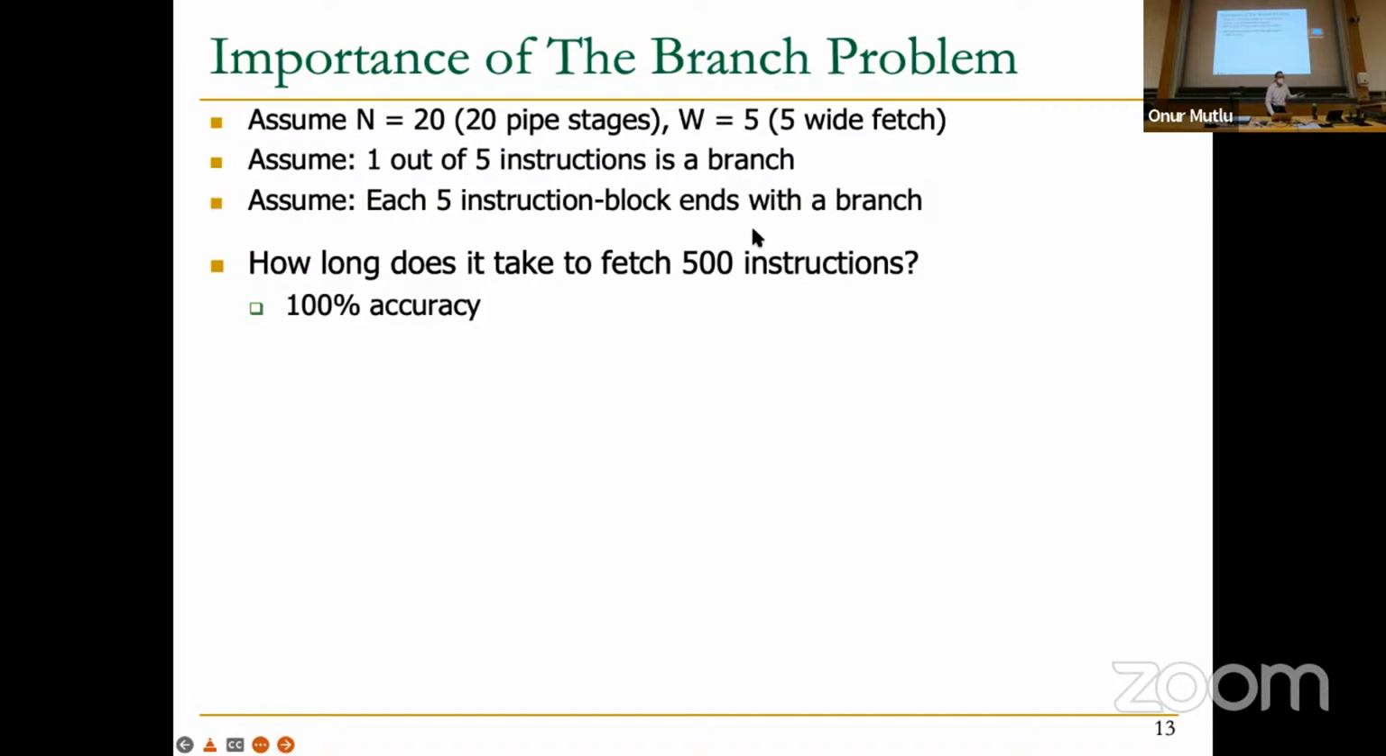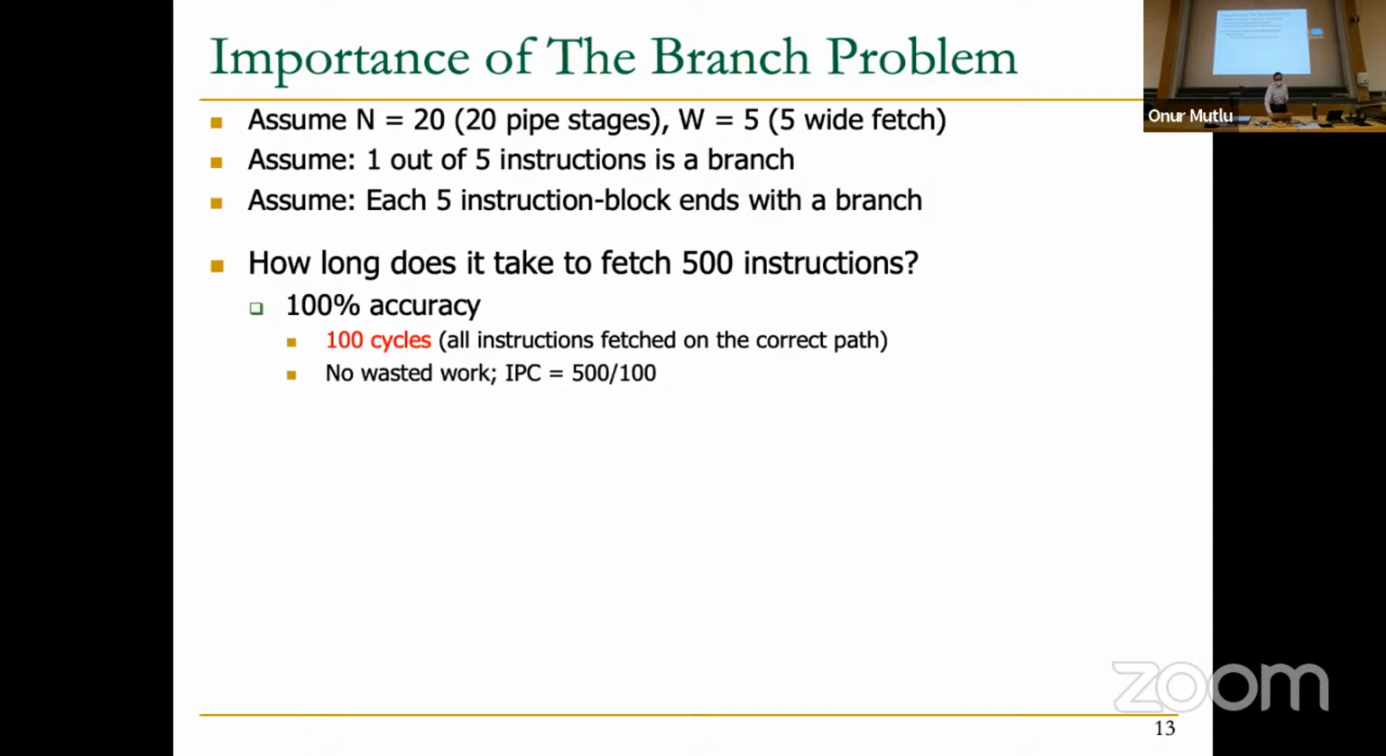Because you didn't mispredict anything, you should be able to fetch 500 instructions in 100 cycles, right? 500 divided by 5, basically. All instructions that you fetched are in the correct path, so you didn't spend any cycles on the wrong path. So no wasted work. Clearly, your IPC is 5. That's what you would ideally achieve, assuming no data dependencies, of course, which is not what we're dealing with here.